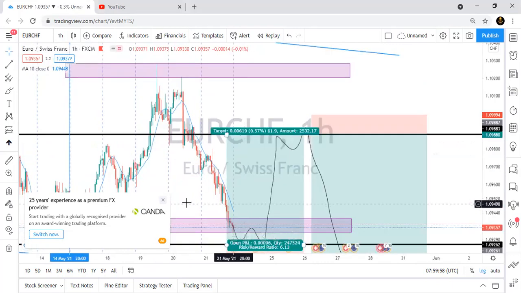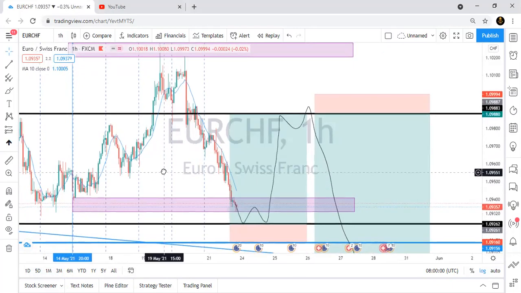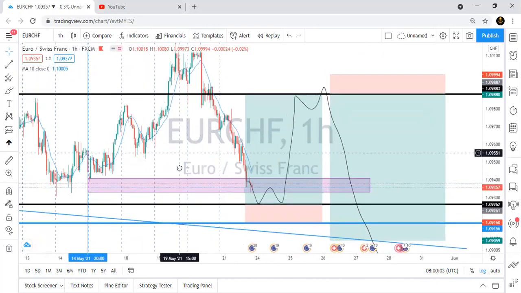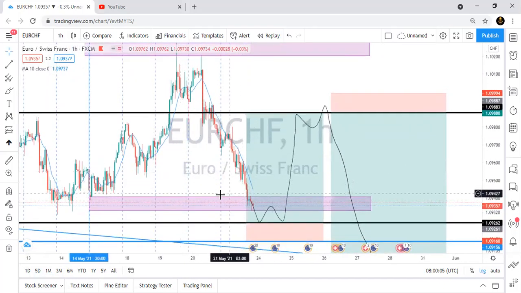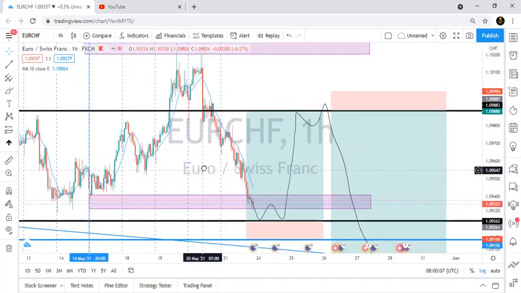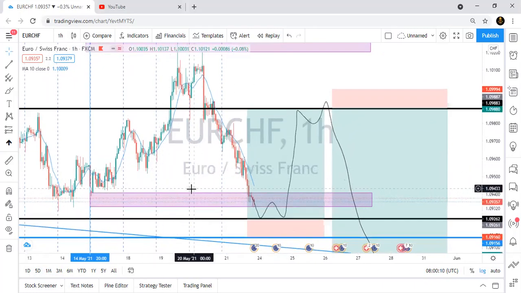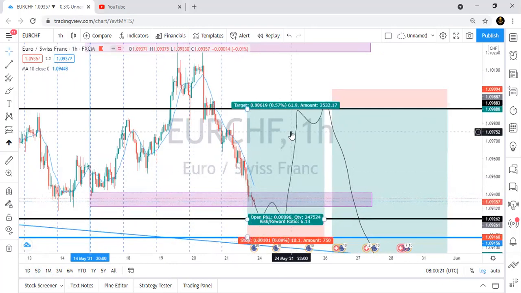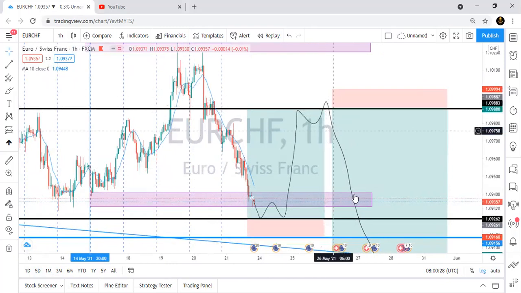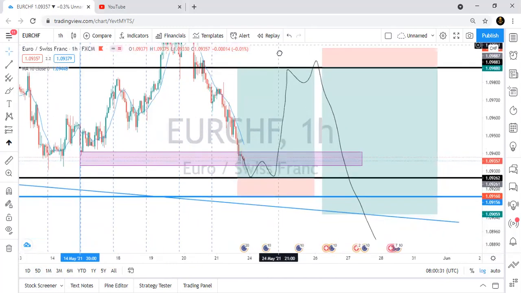This is Euro Swiss. This is what I'm expecting it to do. Here, this price is already resting on a demand zone. I'm expecting it to come and touch this weekly demand zone, so that from there I'll be looking for a long position. And until here, to this supply zone, and then from there I'll be looking for a sell.